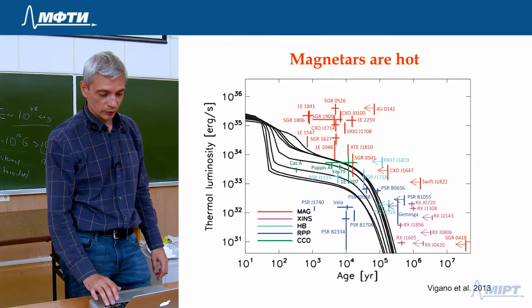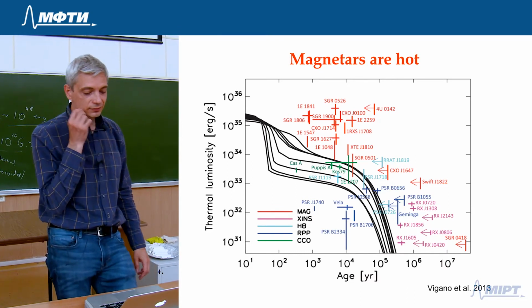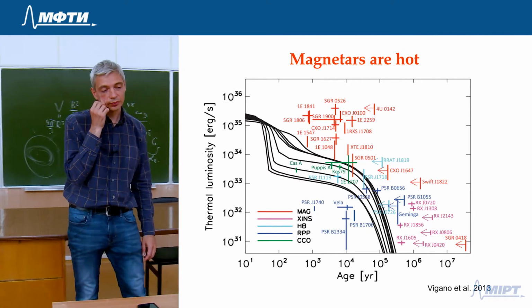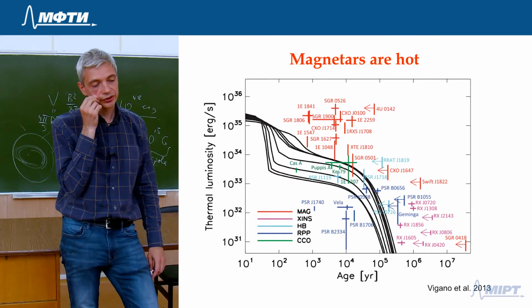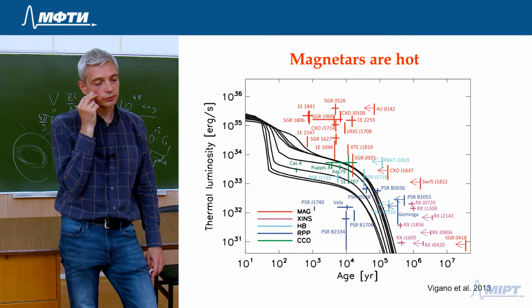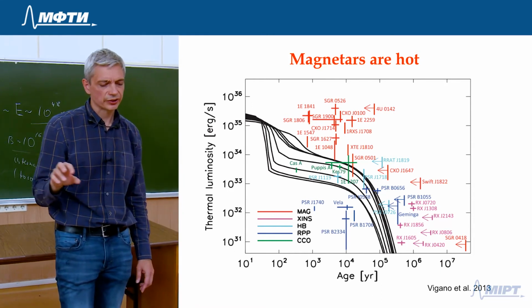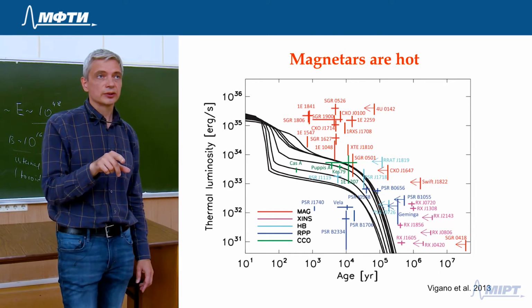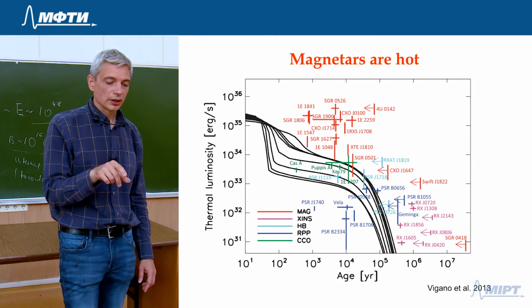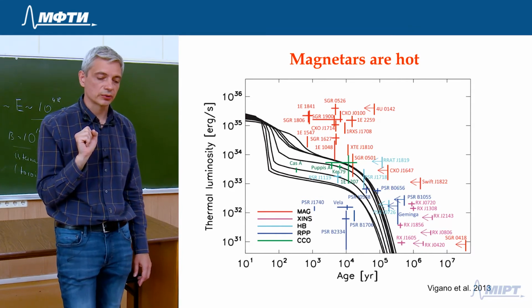I'll mention one more thing, and I guess I should stop. Just one plot that also summarizes the temperatures. Remember I showed you the cooling curve of neutron stars. Some of the data points here are just normal neutron stars. There are different subclasses. The red symbols are shown here. This is the thermal luminosity, the soft X-ray component. It comes from the surface.